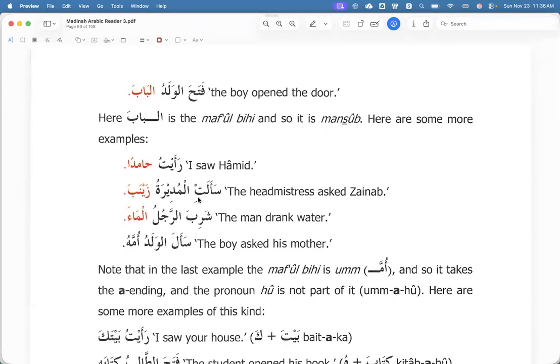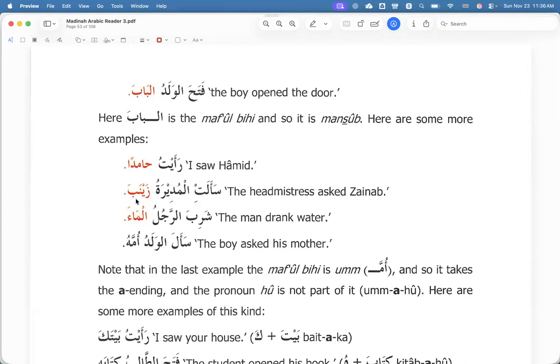Sa'alat. So this is third person. Forget the kasra, okay? Don't worry about the kasra. It's going to throw you off. Sa'alat. She asked. Sa'ala, he asked. Sa'alat, she asked. Sa'alat, who asked? Al-mudira, the principal, the female principal. Sa'alat al-mudira, the principal asked. Who did she ask? Zainab. She asked Zainab.